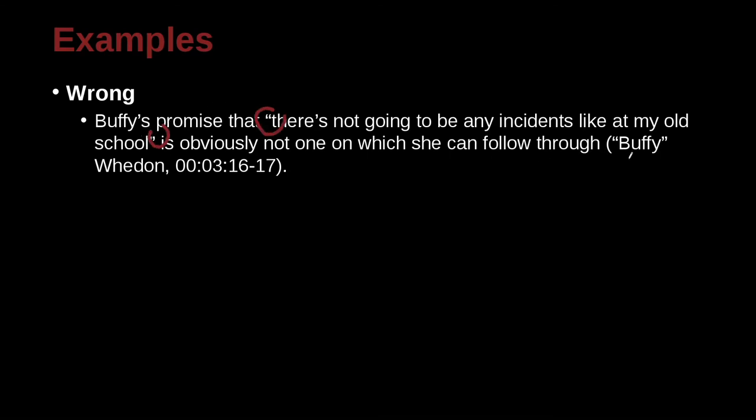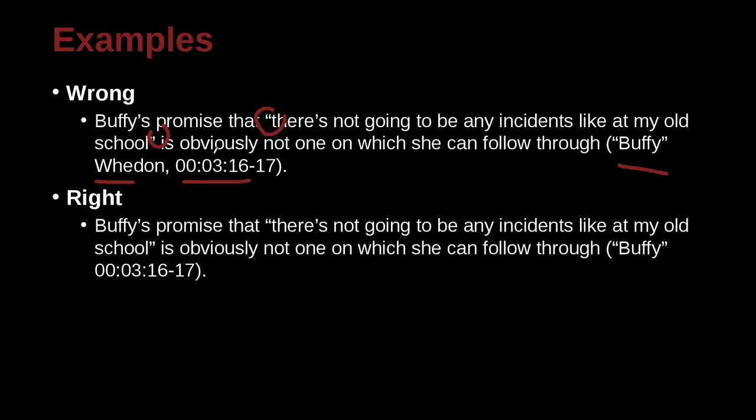And in this case, Buffy is the name put here, Whedon, and then here is the time. But in MLA, the correct way to do this would be not to include the director, like we have here, but instead to include the first one or two, or sometimes three, words of the title of the work, and then here to have the exact time. And that includes hour, minute, second, and when is the beginning and when is the end. So MLA is very different from APA in this approach.